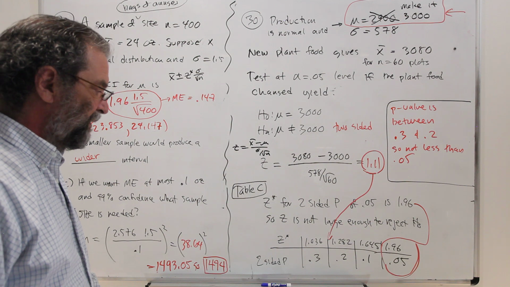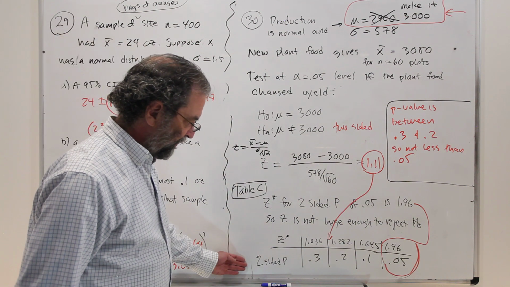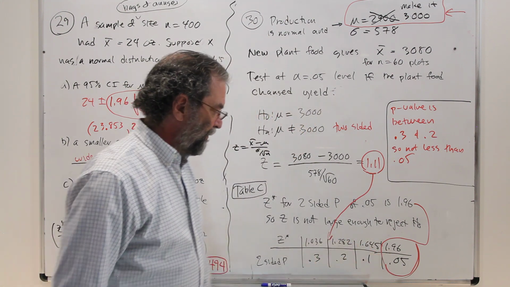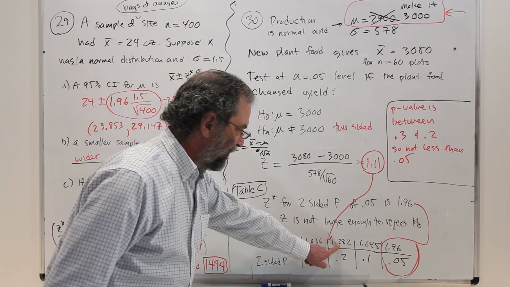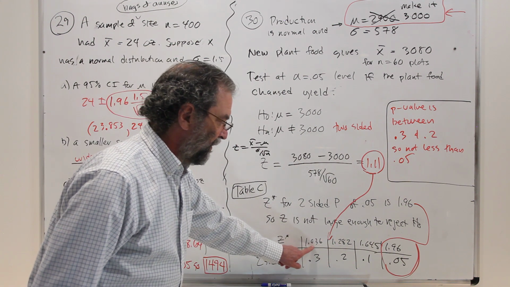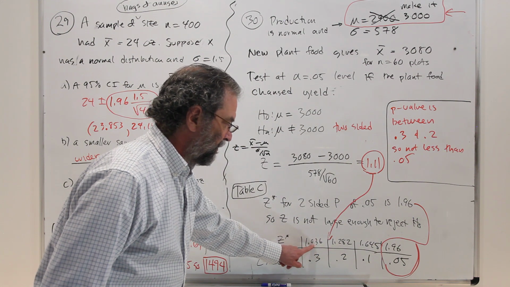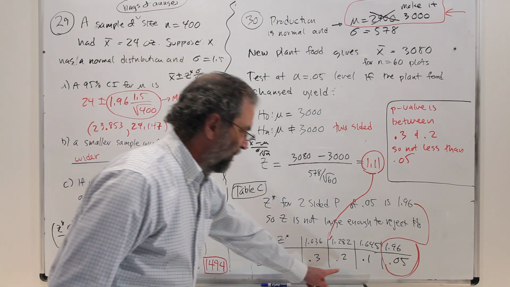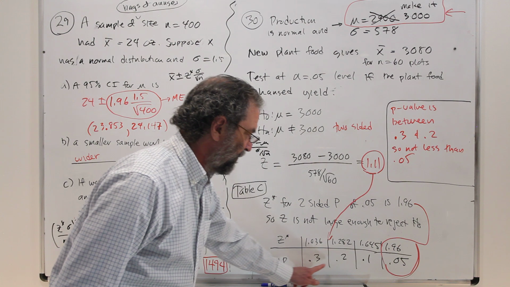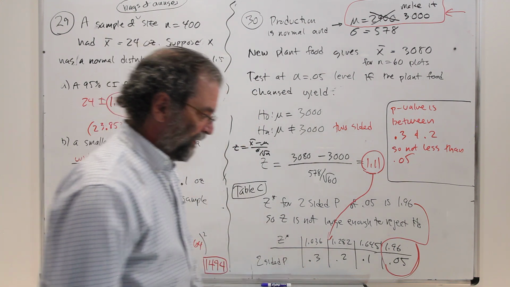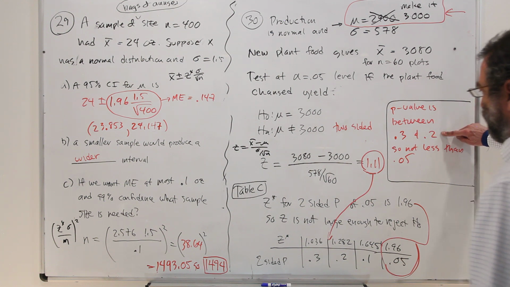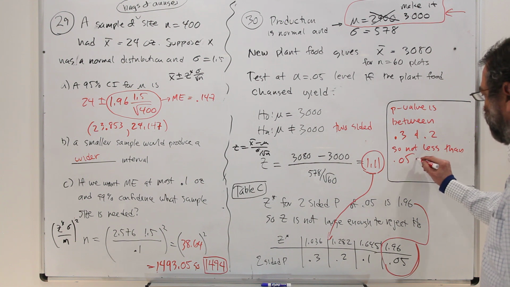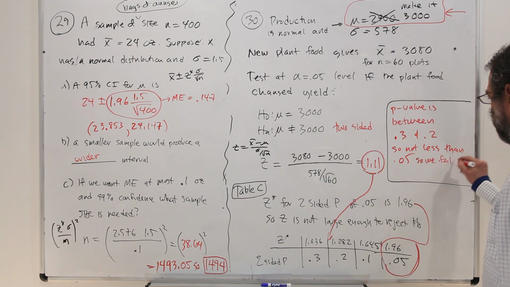It says, what do you think the p-value really is? So I went down to the table, z star and two-sided p, and here are some z stars. Here are the corresponding two-sided p-values. The 1.11 falls between 1.282 and 1.036. So as these z's get smaller, the p-values get bigger, and so the p-value you get is somewhere between 0.2 and 0.3. Upstairs though it says, okay, the p-value is between 0.3 and 0.2, so not less than 0.05, and so since it's not less than 0.05, we fail to reject H0.